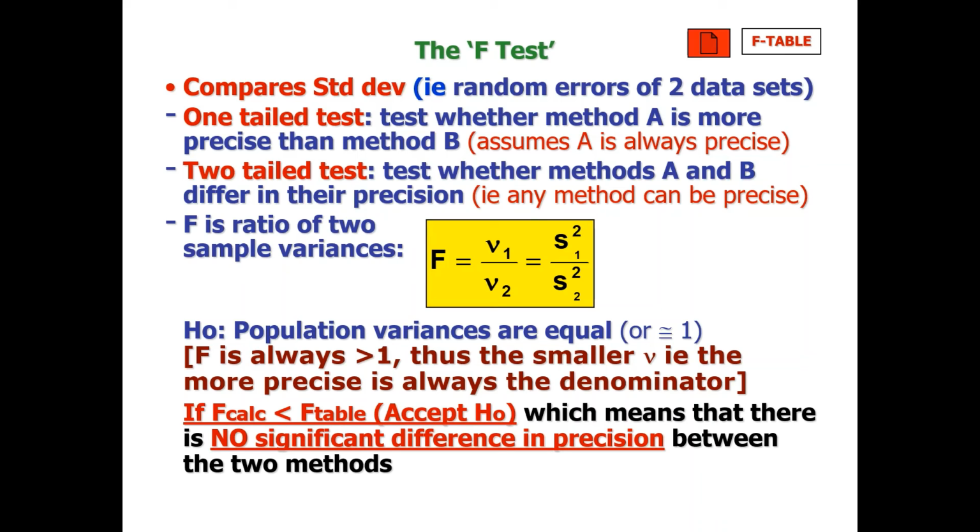Okay, so we use F equal to the variance, the standard deviation squared, divided by the standard deviation squared of the second data. Since you want the value of F to be always bigger than 1, the more precise one, meaning the one that has a smaller number, will always be the denominator. That's how we arrange it. Now if F calculated, and then you compare that with F table, is smaller than F table, it means that there is no significant difference in precision. Okay, no significant difference in precision.